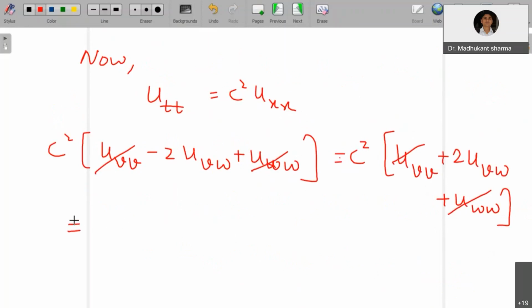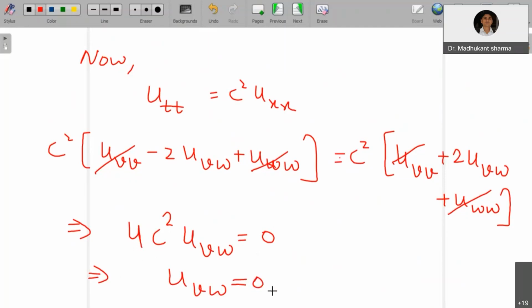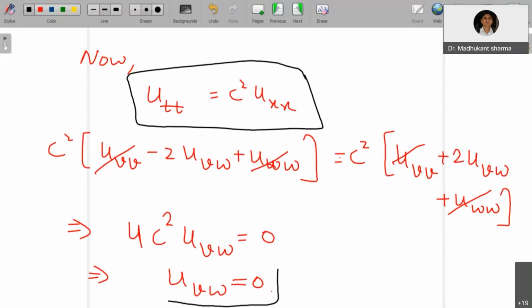Now these quantities will get cancelled because they have the same sign on both sides. And now this implies 4 c squared u_vw equals 0. Since c squared is a positive quantity and 4 is a positive quantity, this implies u_vw is 0. So the wave equation is reduced into the following form when you change the variables.